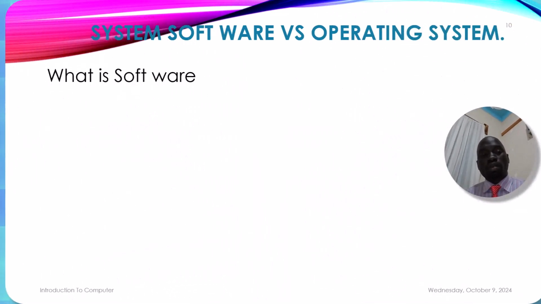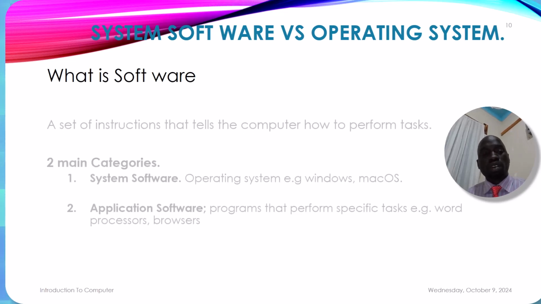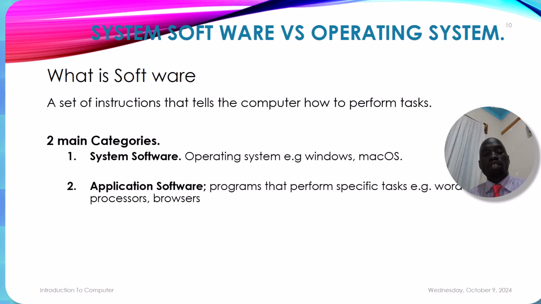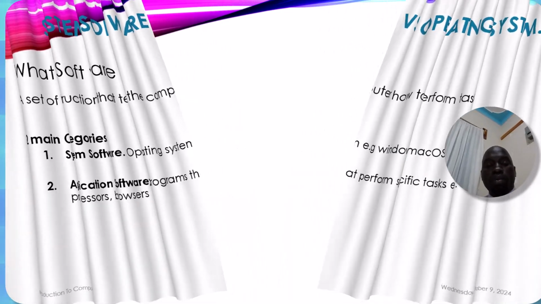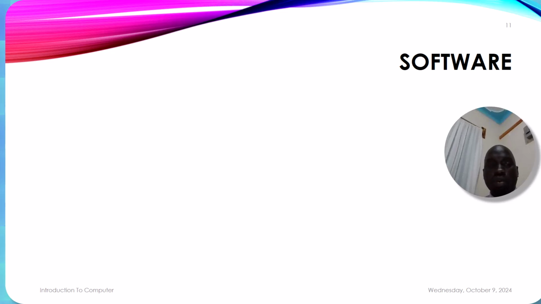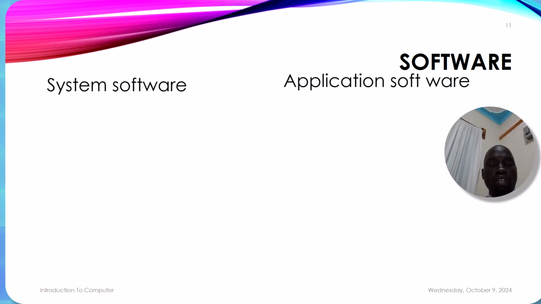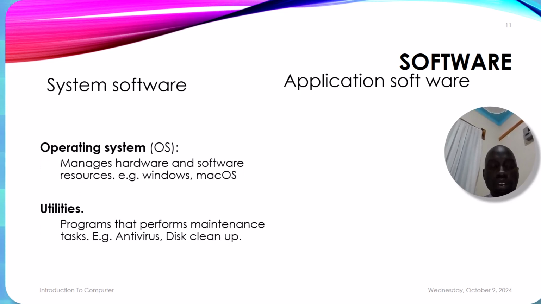Software versus operating systems. What is software? Software is a set of instructions that tells the computer how to perform tasks. There are two categories of software: system software and application software, which we mentioned earlier. Then we are going to look at software specifically here. We have system software and application software. What do they do?